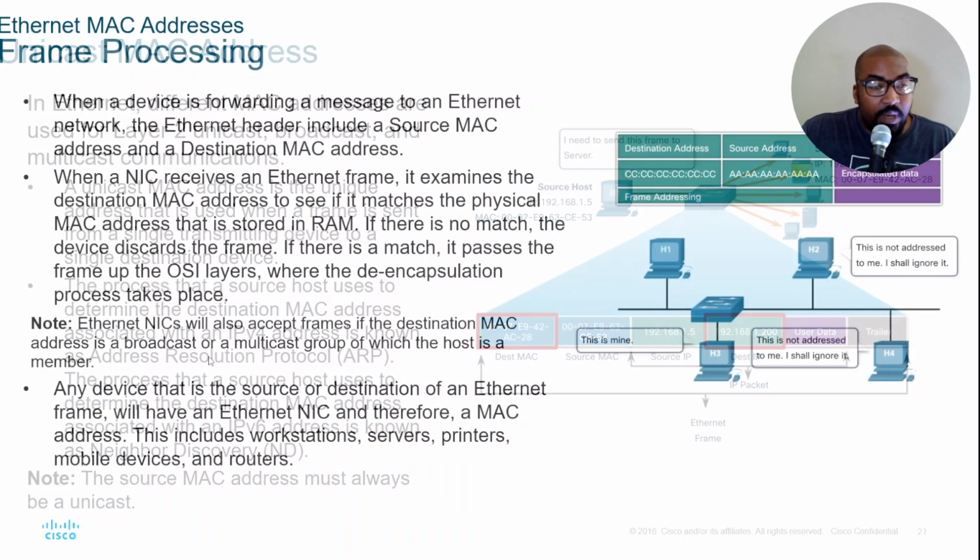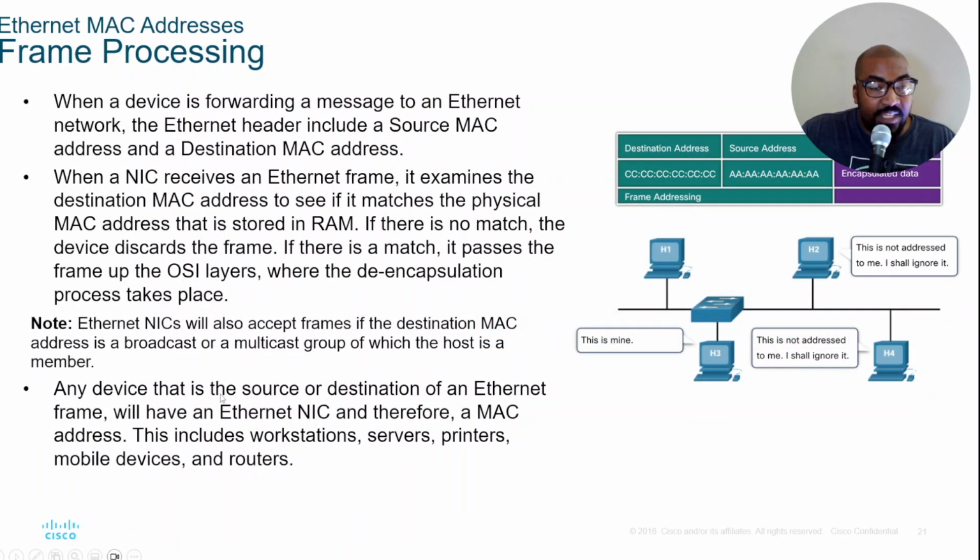Any device that is the source or the destination of the Ethernet frame will have an Ethernet NIC and therefore a MAC address. This includes workstations, servers, printers, mobile devices, and routers. So if it's not a part of it, it'll just say, have a good day. And this is a good example here. This is not addressed to me, so I shall ignore it. This is not addressed to me, I shall ignore it. This is mine, so it receives the information.